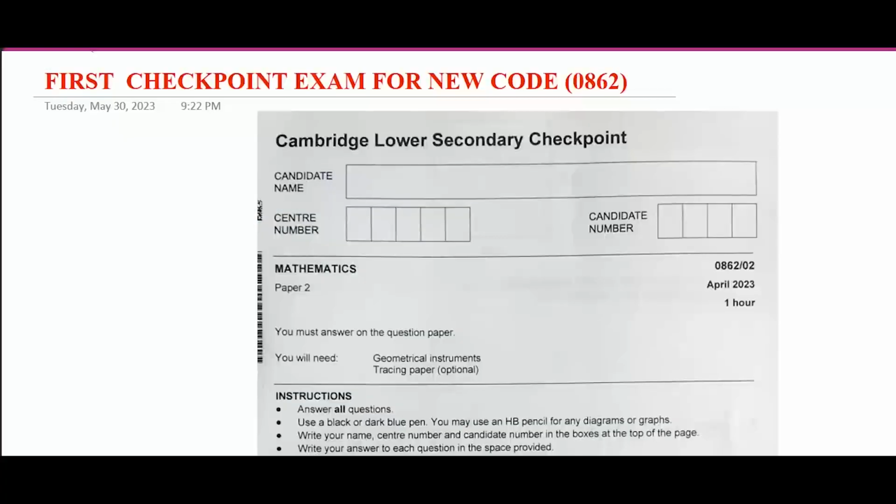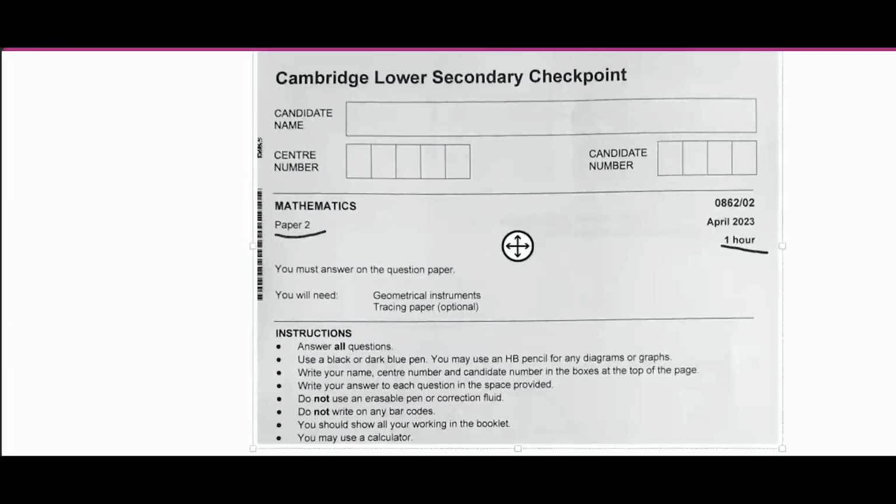Hello, you are welcome to paper 2 of Cambridge Lower Secondary Checkpoint Mathematics, written in April. This is the second paper as indicated on the script here, and if you scroll down under the instructions, a calculator is allowed. So you may use a calculator if you want. Let's jump into the questions.